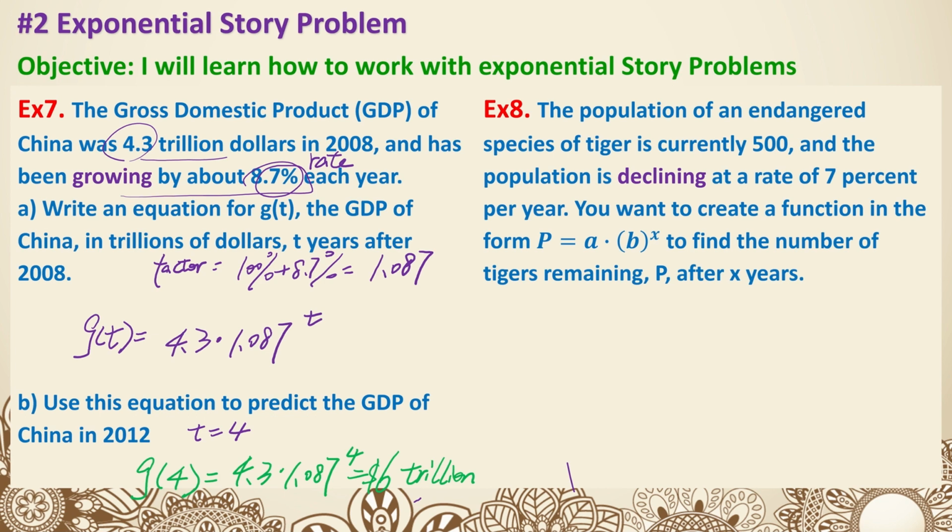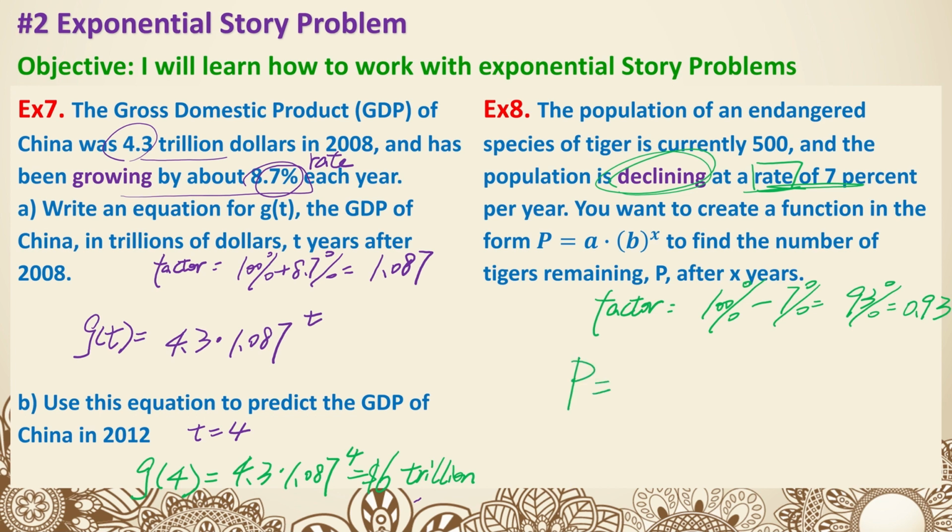Example 8. The population of an endangered species of tiger is currently 500, and the population is declining, so going down at a rate of 7%. So the rate is 7%, which makes our factor 100%, and since it's declining, we need to subtract the 7%, which makes it 93%, or in decimal 0.93. So to calculate the population, p equals, started with 500, so a is our initial value, and b, our factor, is now 0.93 to the x power. And that's how we set up the function. That's example 8.